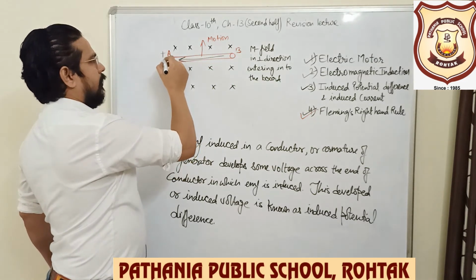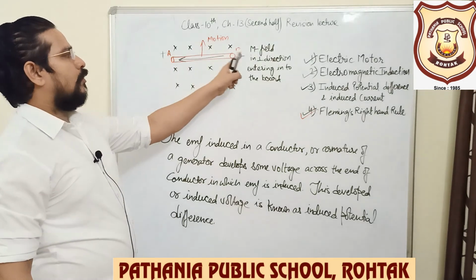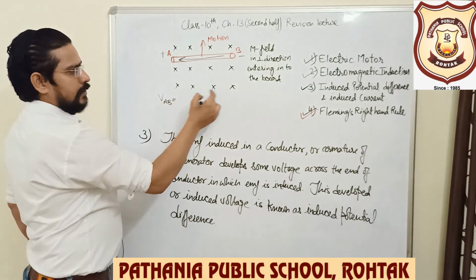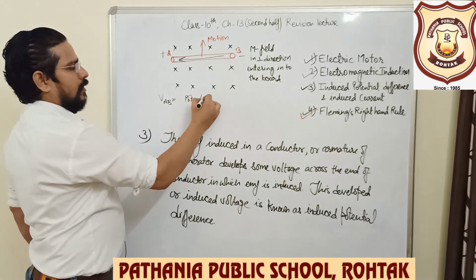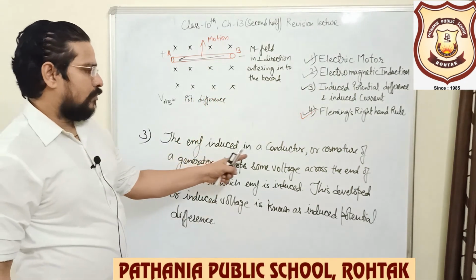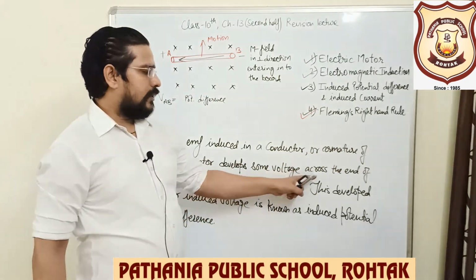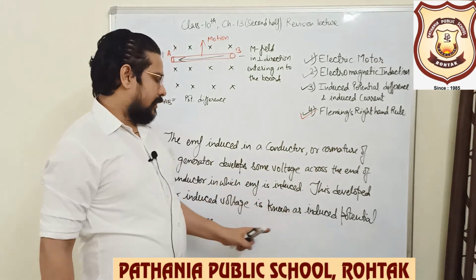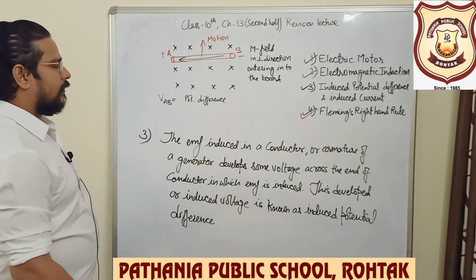So this terminal will become positive and this terminal will become negative. So that value of voltage VAB is known as induced potential difference, as we just discussed. The EMF induced in a conductor or armature of a generator develops some voltage across the end of the conductor in which EMF is induced. This developed or induced voltage is known as induced potential difference.